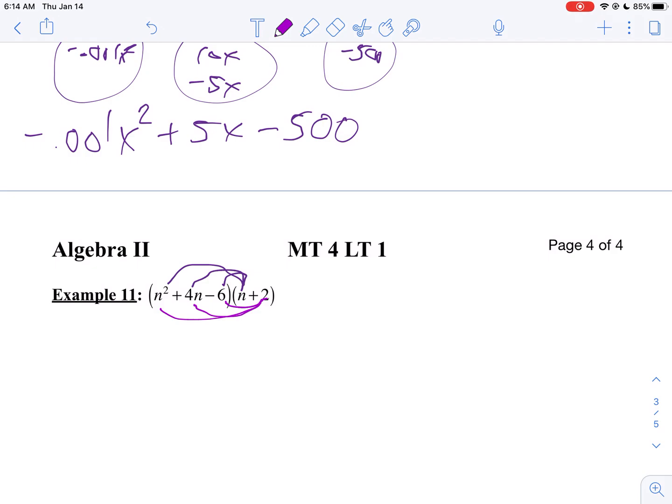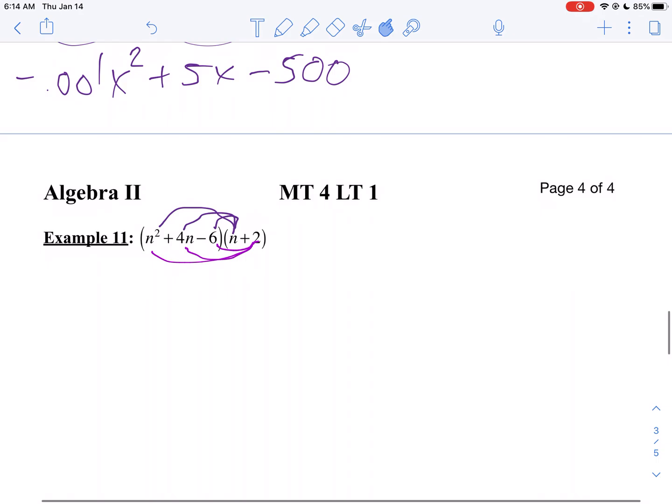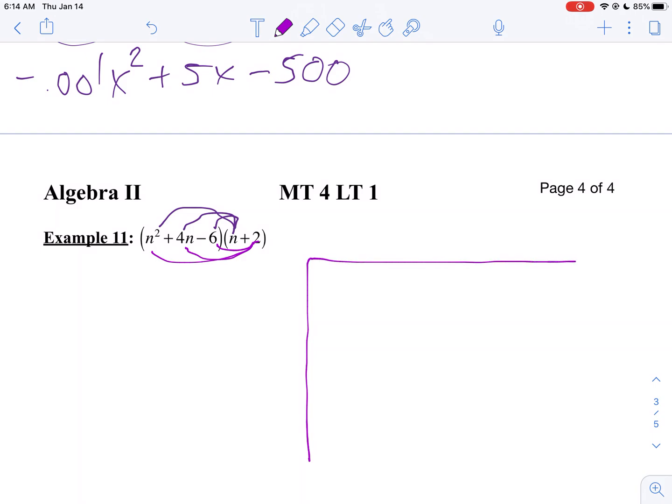Well, there's a lot of terms there. So there's a strategy I call the box method that helps me keep organized. We're still distributing. It's going to be a more organized fashion to help us find the final answer. So what I do is I make a box. I'm going to put my first term across the top. You could put it on the side too, it doesn't matter. So each column is going to be a term.